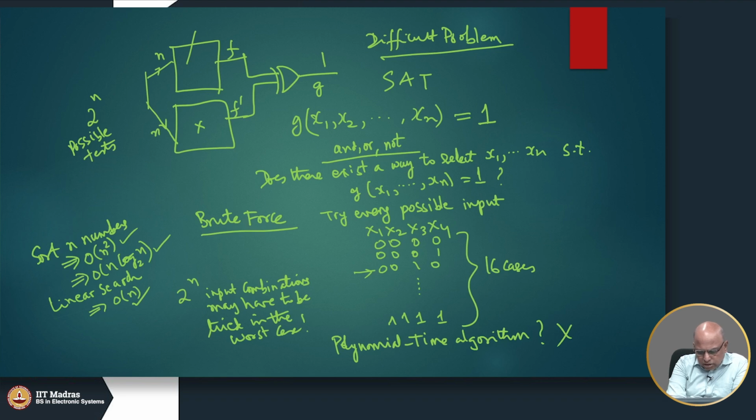Whereas an exponential time algorithm like 2 to the power n may end up taking a lot of time. Imagine if n is 100 or something like that. That number 2 to the power n is going to be huge. 2 to the power 100 is a very large number, right.